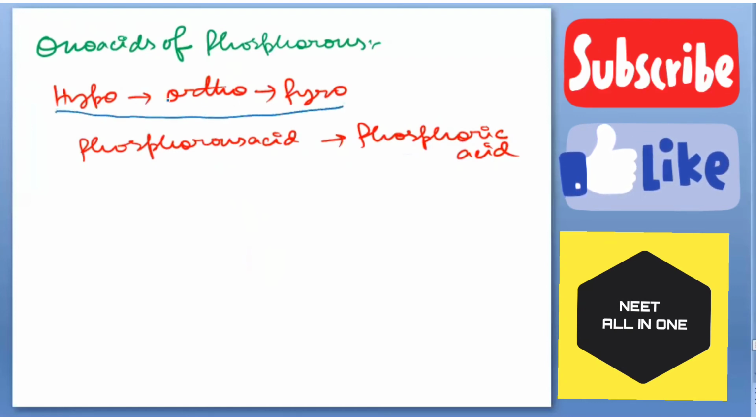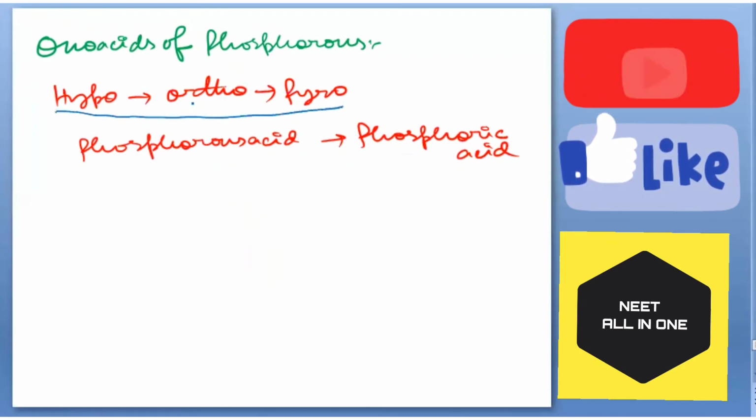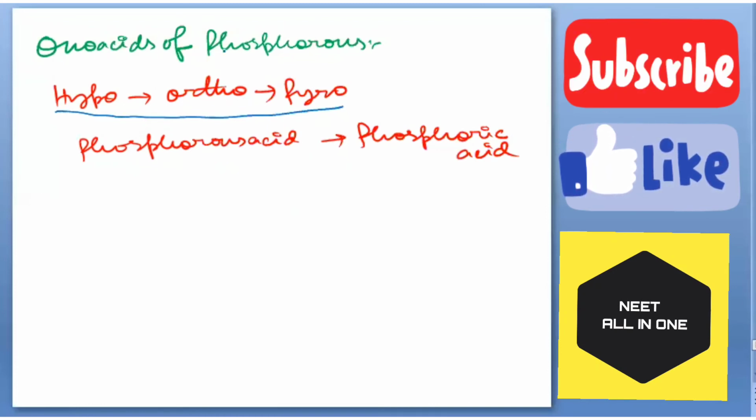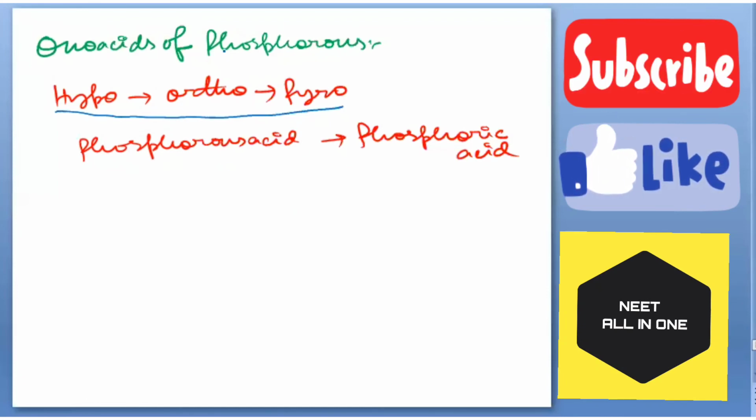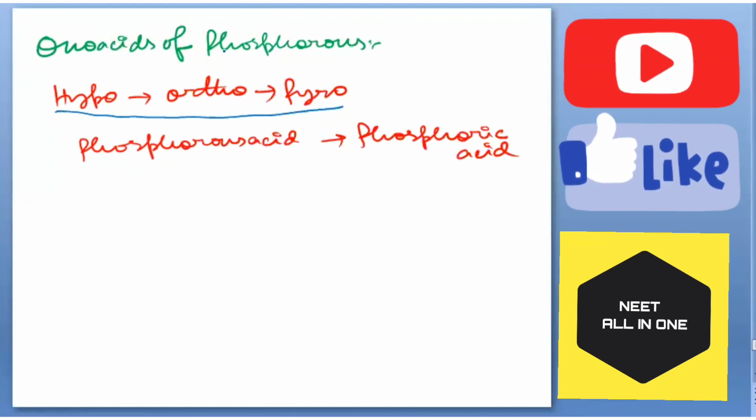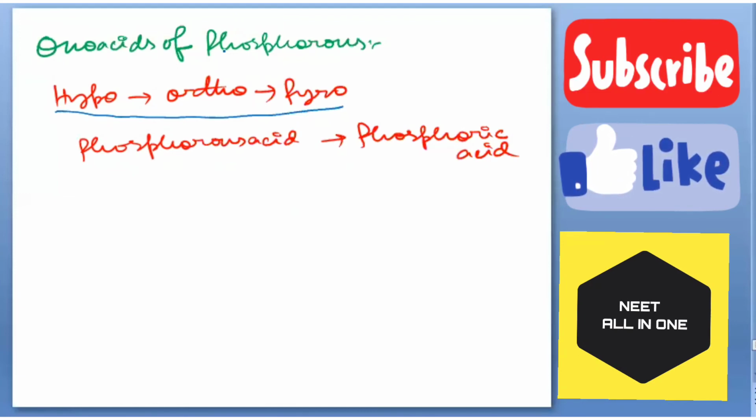Okay, it is hypo, ortho, pyro. Not only in this oxyacid, in every oxyacid, it will always follow this hypo, ortho, pyro order. And the first is our phosphorus acid, that is hypophosphorus acid, orthophosphorus acid, then pyrophosphorus acid. If we go up to pyro, then again it will form hypophosphoric acid, orthophosphoric acid, pyrophosphoric acid. That's how we name it.